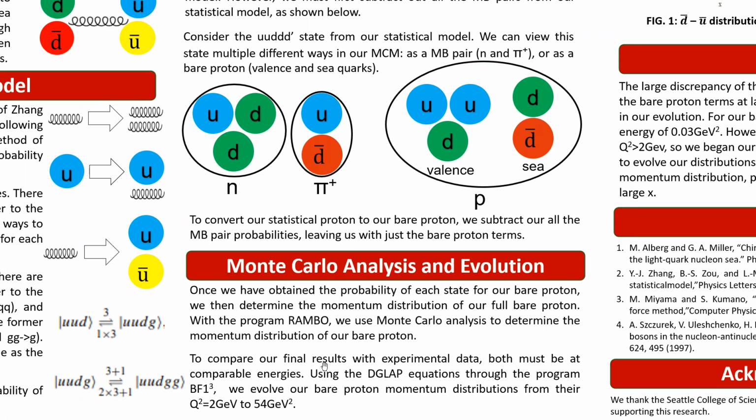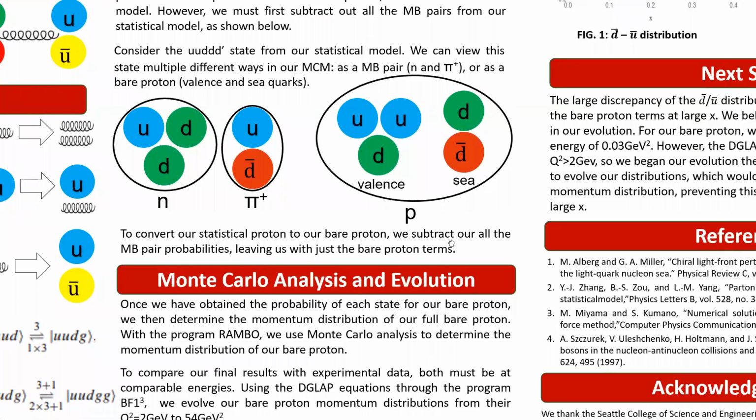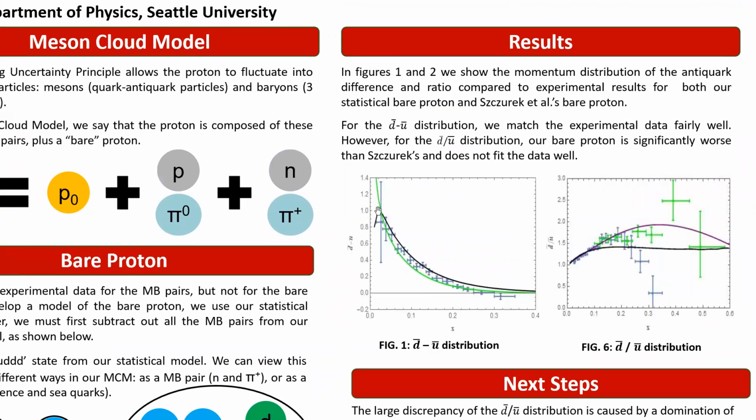And we also needed to evolve it up to higher energies. Our theoretical calculations happened at very low energies, and we want to compare it to very high energies. So we evolved it from 2 gigaelectron-volts squared to 54 gigaelectron-volts squared using a program called BF1 with these Altarelli-Parisi equations. Right here in the blue data bars, you can see these are experimental data. The black is the results of the Meson Cloud Model using our bare proton, and the green are the results of the Meson Cloud Model using Sirik's proton, another competing model.